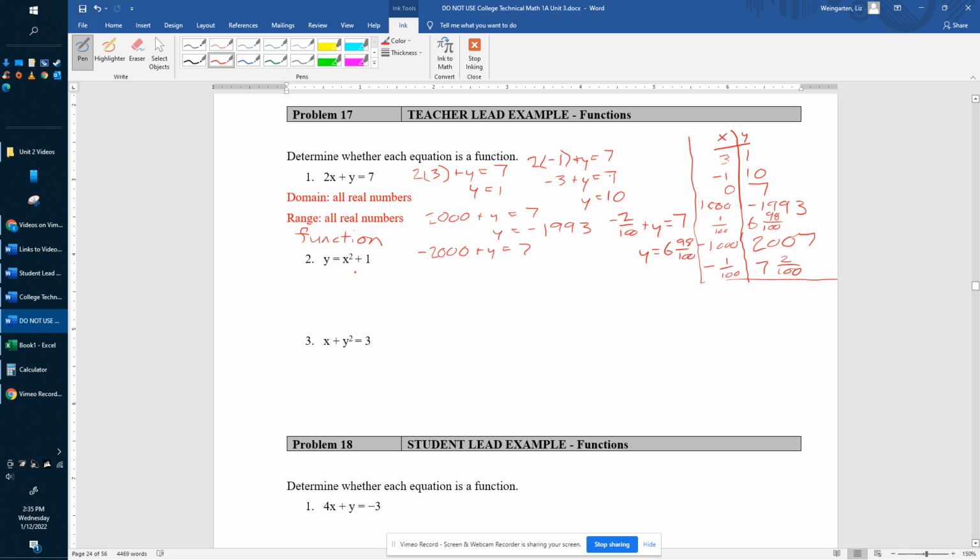How about y equals x squared plus 1? X squared, let's do positive, negative, all that fun stuff. Oh, that is not a very good line. I'm going to do my t-table on this side. I'm going to do it in a different color.